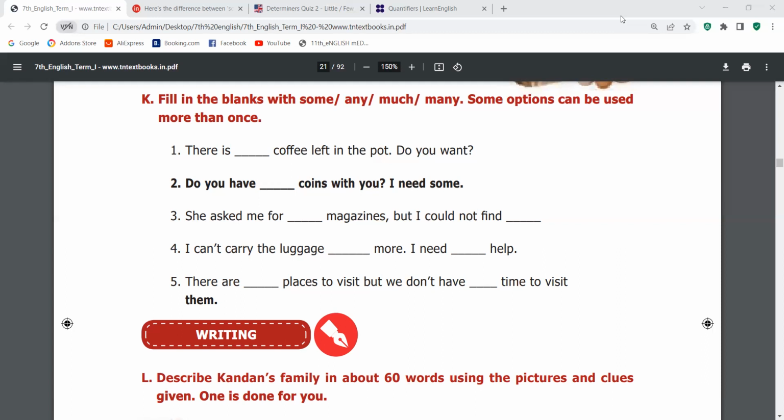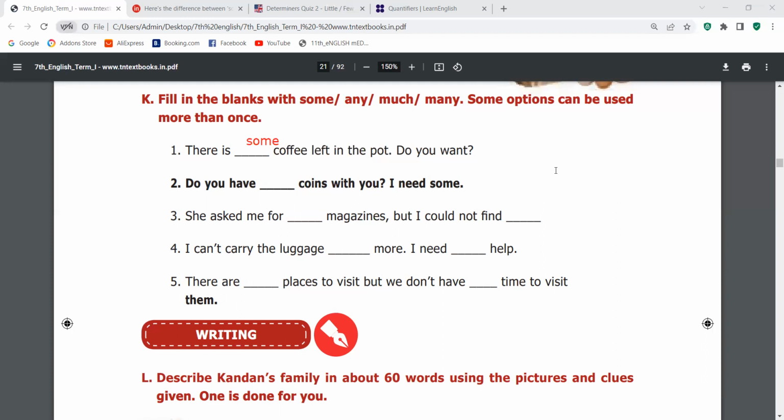So there is some coffee left in the pot. We can say few? No, we cannot use few here, because coffee is uncountable. So the answer is some. As there is a little bit of coffee left in the pot, a person is asking us whether we need it or we don't need it.